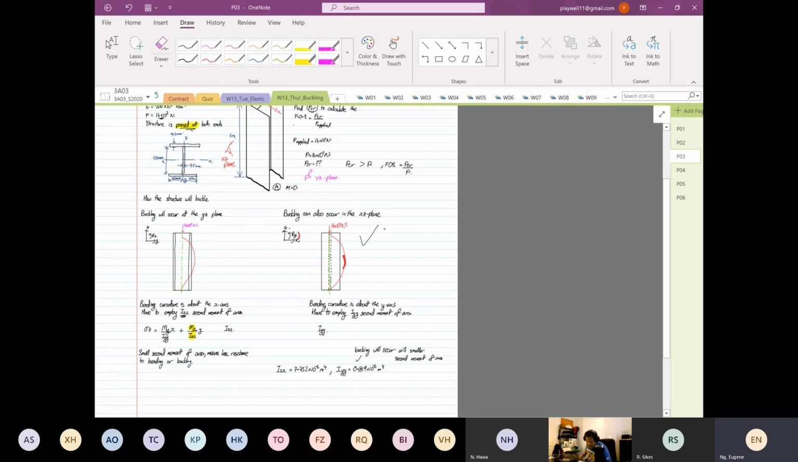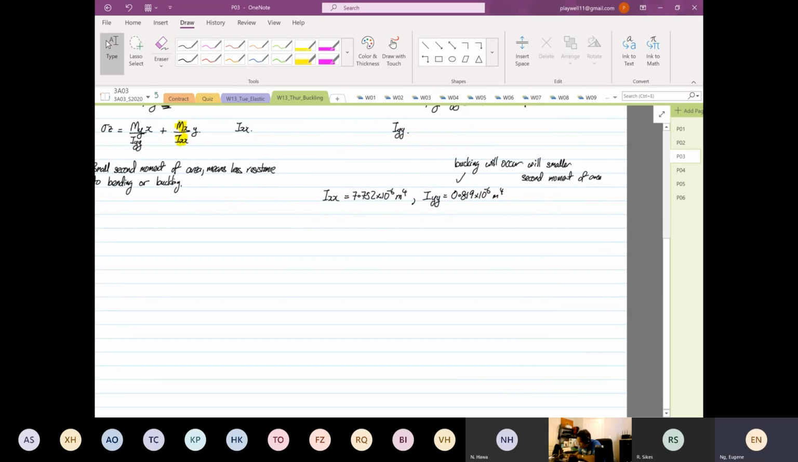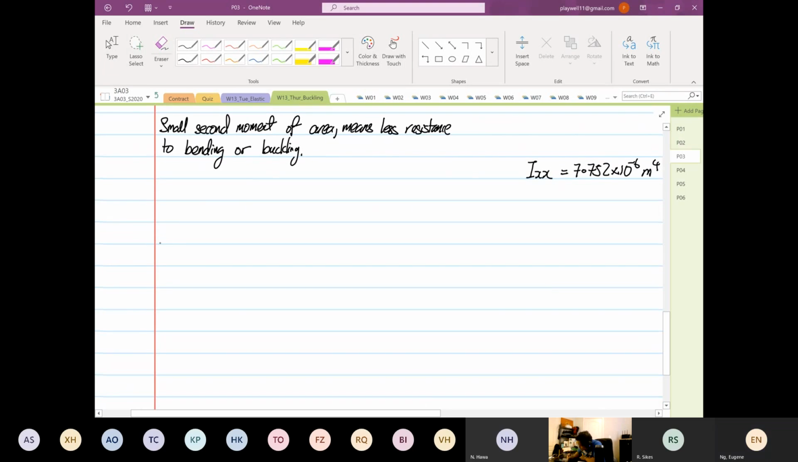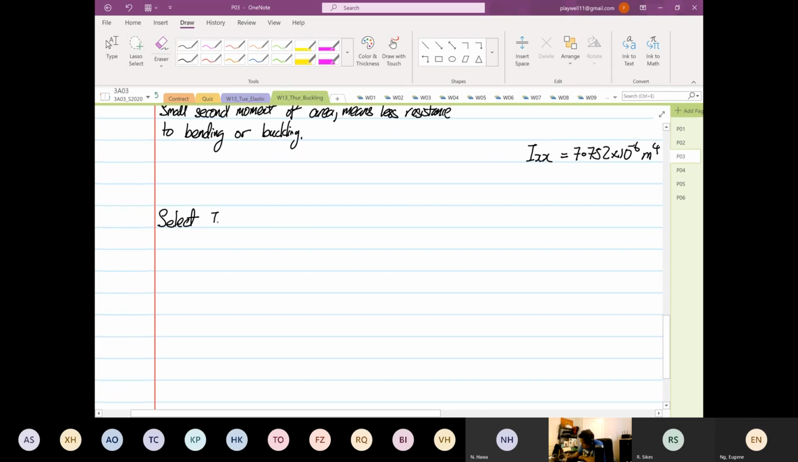Exact plane. Now we're going to apply the formula. With this, we're going to select the IYY value, as this has lower resistance to buckling. So the formula we're going to apply is to calculate a critical load.